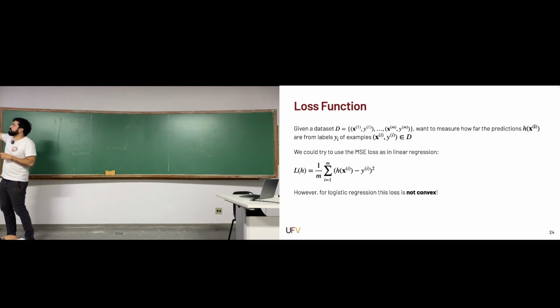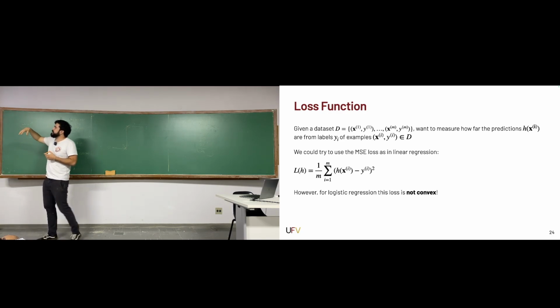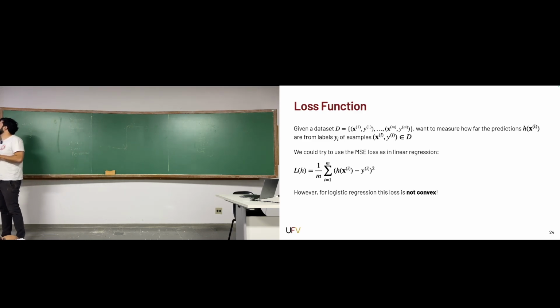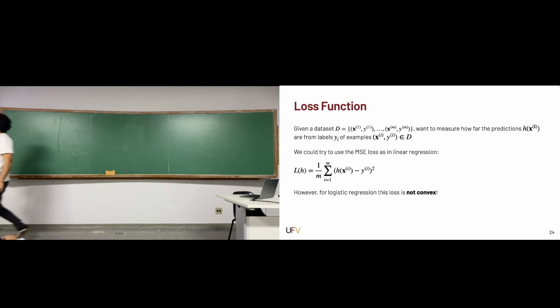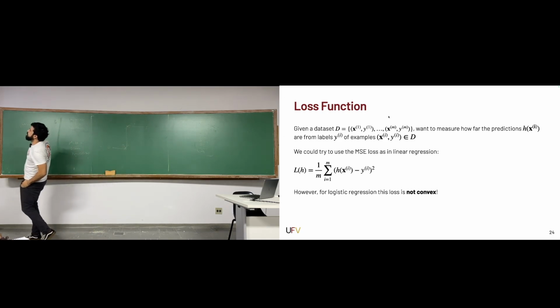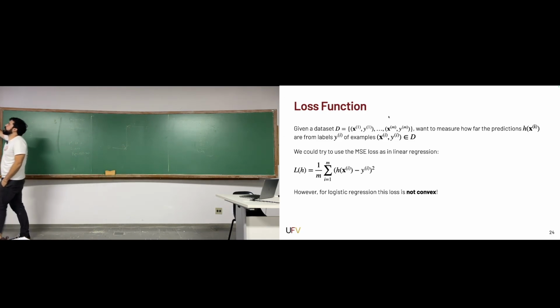Remember that what we want in a loss function is, given a data set D, to measure how far the predictions h of x superscript i are from the real labels, y superscript i. So we could try mean squared error here, right?